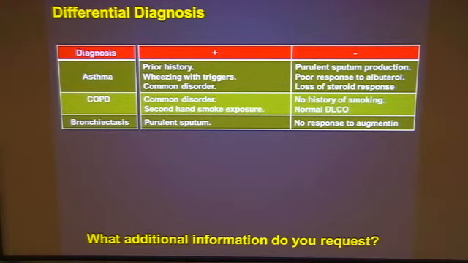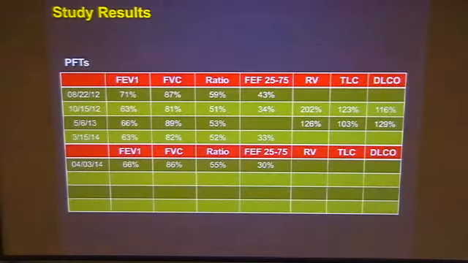Good. And we also obtained our own pulmonary function tests. So those are here. This, again, was just earlier this year. Pretty similar to what he was showing. So the ratio is reduced. He's got moderate obstruction. Very poor airflow at mid and low lung volumes. Okay?